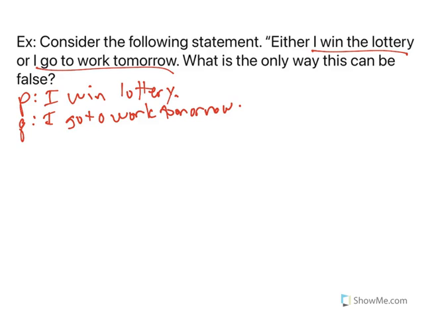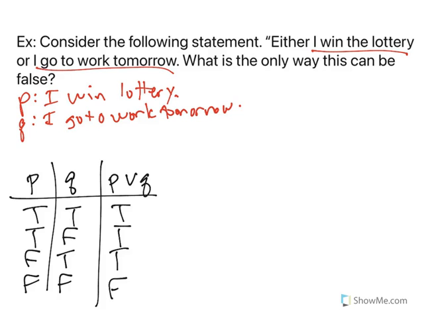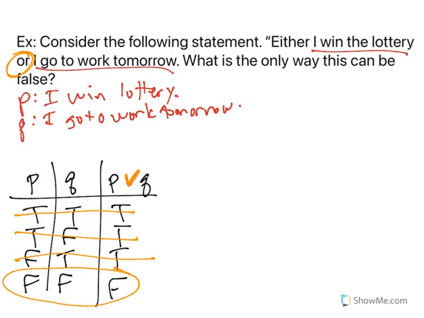Okay, so now if we put those statements into symbols, P and Q, then we can think back to our truth table we just finished. So when we look at this truth table, the key word here is or. So the or is a V, so P or Q. What is the only way this can be false? Well, this is true, this is true, this is true. So this is how they are false.